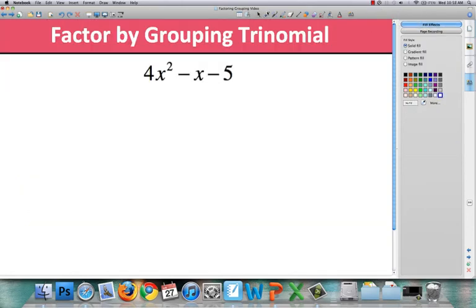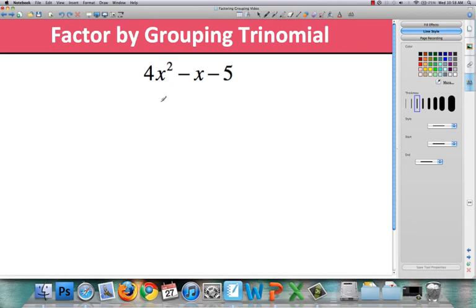In our last example, here again we have a trinomial that we want to factor where a does not equal 1. So we're going to use factor by grouping. The first thing we want to do when we do factor by grouping is multiply the first term by the last term. So 4 times negative 5 is negative 20. Now I want to think what multiplies to negative 20 but adds to negative 1, adds to that middle term. Well, negative 5 and a positive 4 is what multiplies to negative 20 but adds to a negative 1.